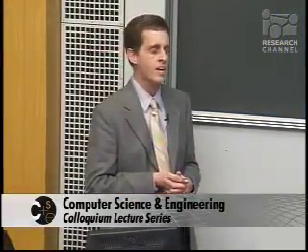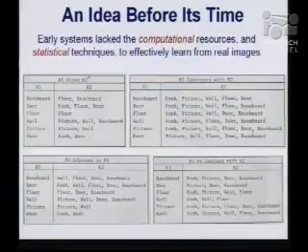Unfortunately, these systems, except for some very toy examples like this, never really took off. And I think there are really two problems here. One is that computers in the 1970s weren't what they are today. But the second is that people didn't know the statistical models and techniques to be able to learn these models from real images. And so instead, they ended up having to define everything by hand.